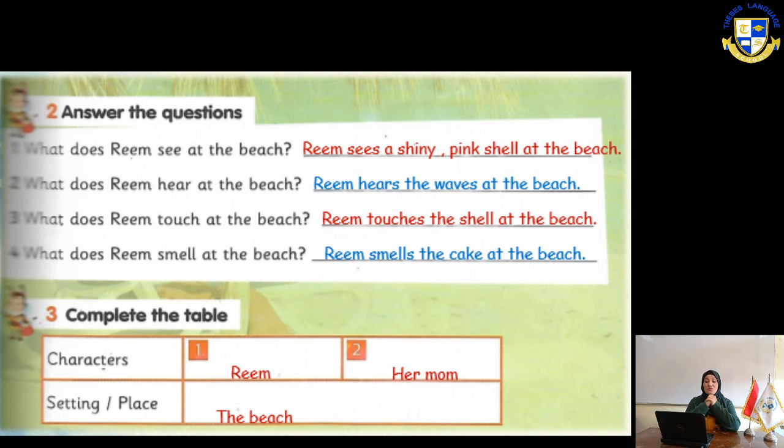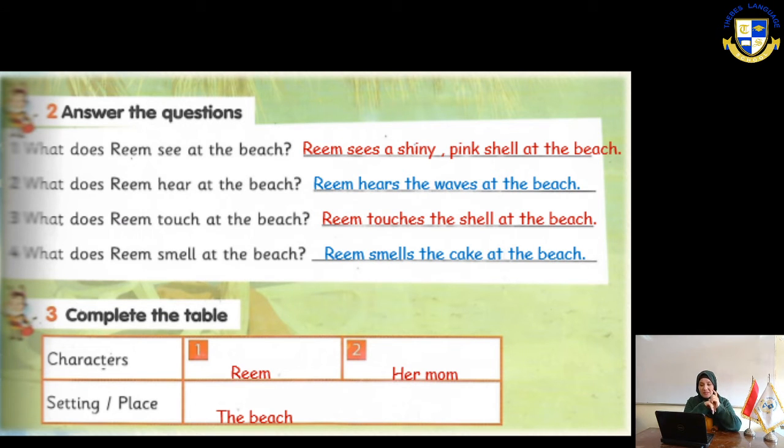Now, what does Reem hear at the beach? What can she hear at the beach using her ears, with her ears? Reem hears what? The waves. Reem hears the waves at the beach.